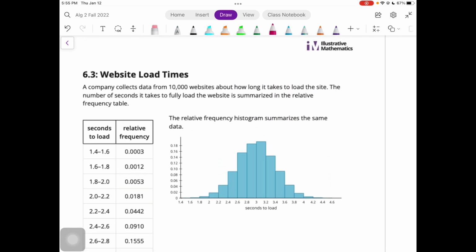And it looks like, when you join all of those corners, it's kind of hard to see on this side, but it does look pretty normal.